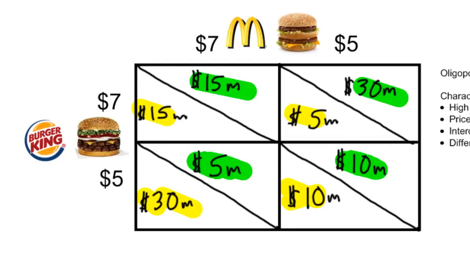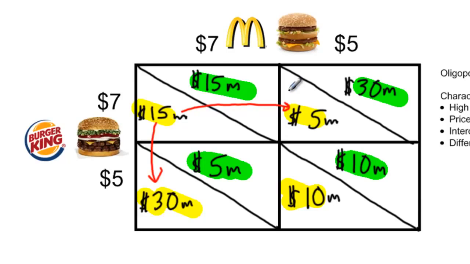Well, let's see what happens when one firm lowers its price and the other one keeps its price the same. As we can see, if Burger King lowers its price and McDonald's keeps its price high, Burger King can expect to go from earning $15 million to earning $30 million. Clearly, this is a strategy that is in Burger King's best interest. The next question is, what would Burger King want to do if McDonald's lowered its price? If McDonald's lowered its price and Burger King kept its price at $7, Burger King can expect its profits to fall from $15 million to $5 million, which is clearly not an optimal outcome for Burger King.